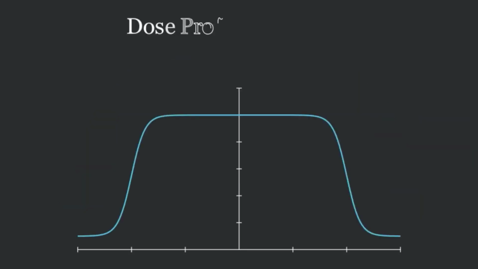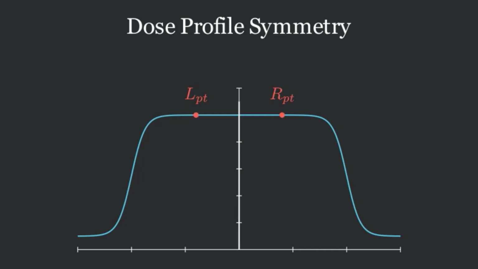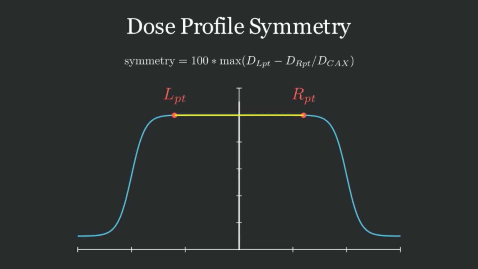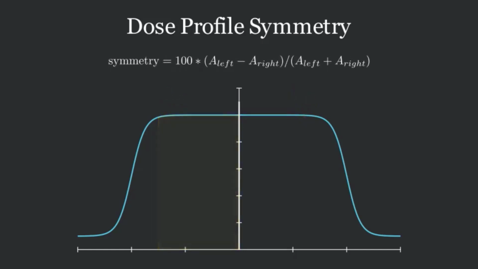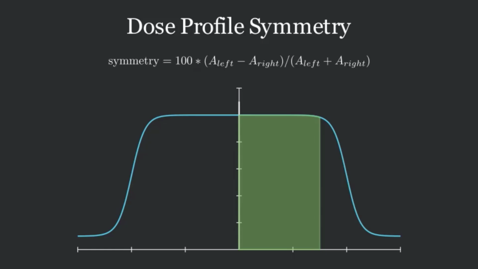Now let's take a look at symmetry. In an ideal world, our beam would be perfectly symmetrical. And this is a measure of how close we are to the ideal. Here we have the point difference definition. We take a look at points to the left and the right, equal distance from the center, and look for the max. The other definition is an area definition, where you look at the area to the left and the right.